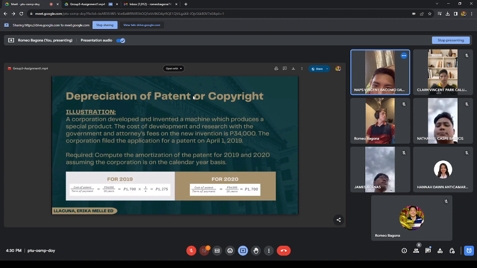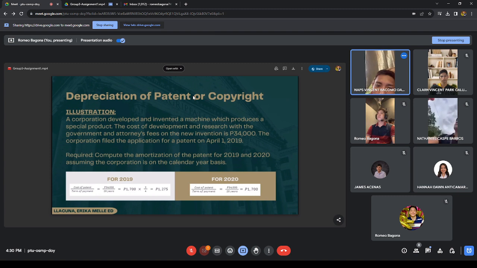For 2019, we will be dividing the cost of patent by its term of payment. So it will be 34,000 pesos divided by 20 years, which is then 1,700 pesos. Now, we will be multiplying 1,700 pesos by 3/4 because the application for the patent was filed on April 1st, which is the first quarter of the year. Now, the answer then would be 1,275 pesos, which is then the amortization of the patent for 2019.